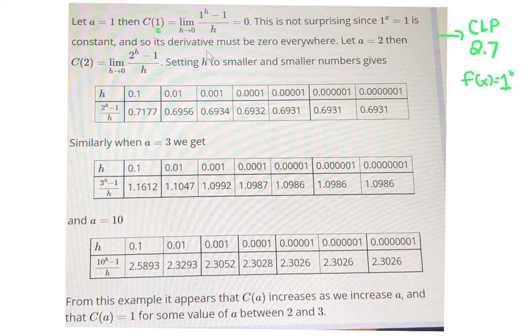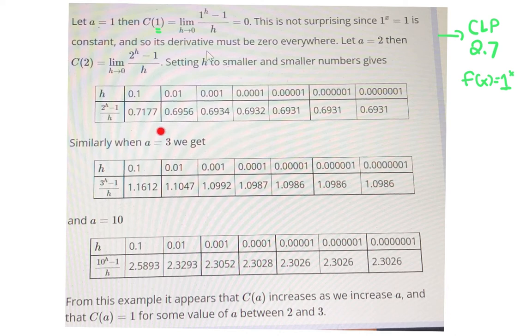And what we're going to do is we're just going to estimate our limit. We'll plug in smaller and smaller values of h. We'll let h approach 0. And if we do so, you can see that this limit approaches, it looks like, 0.6931 to 4 decimal places.